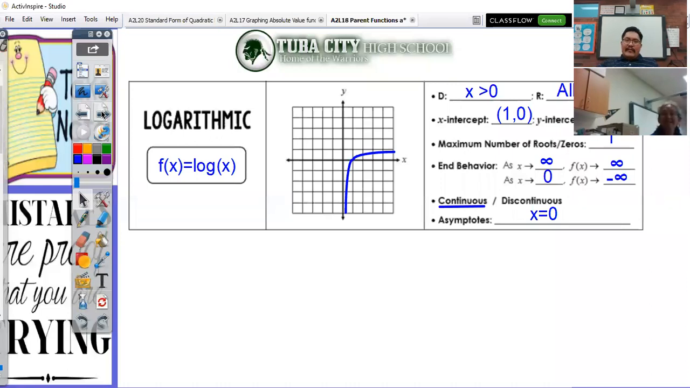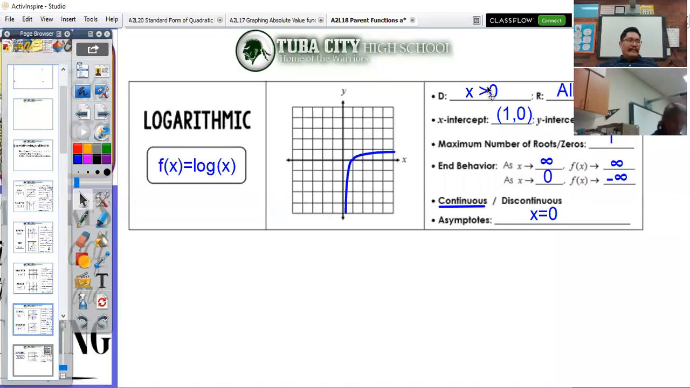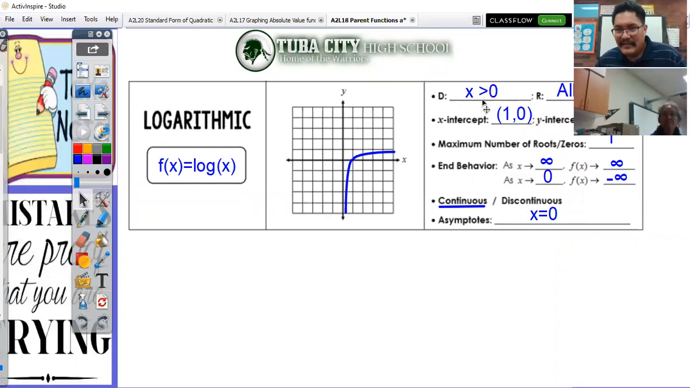Anyway, domain is anything greater than 0. Domain is anything greater than 0. I cannot have anything under here. And the range is all real numbers. Even though it kind of shoots off very sharply this way, and it's kind of shallow, it's still going up, even just by a little bit. And it still goes up and up forever. Now the x-intercept is (1, 0). So it's crossing right here.